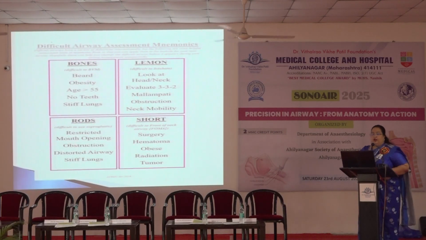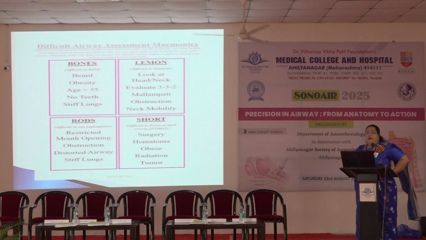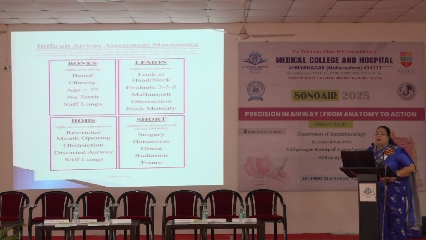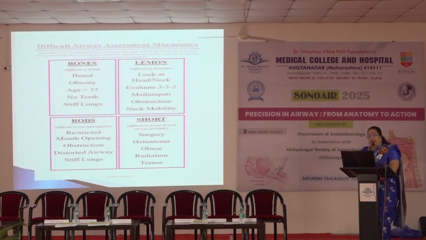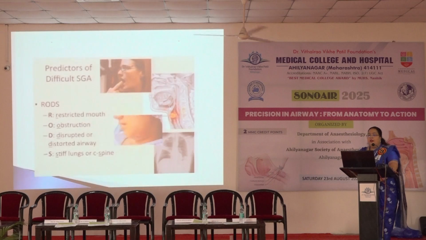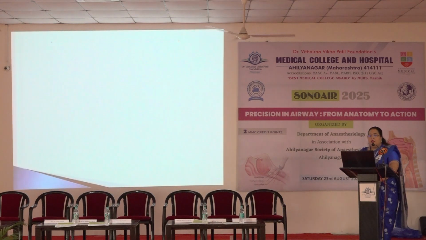These are the short forms, that is BONES, LEMON, RODS and SHORT. RODS is used to assess the difficulty of using a supraglottic airway. It consists of restricted mouth opening, obstruction, distorted airway and stiff lung. And SHORT is used for determining the difficulty of front of neck access when there is a can't ventilate, can't intubate situation. It consists of surgery, hematoma, obese patient, radiation or tumor.